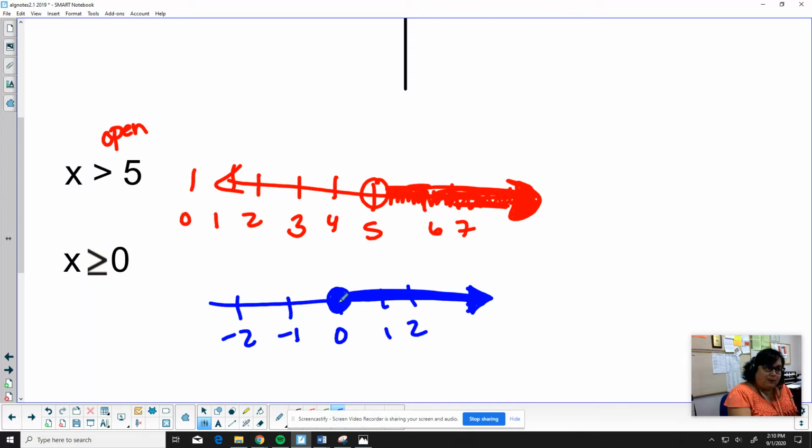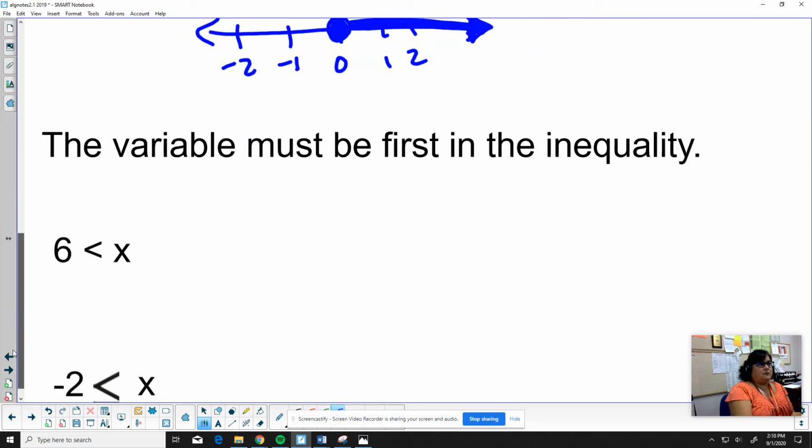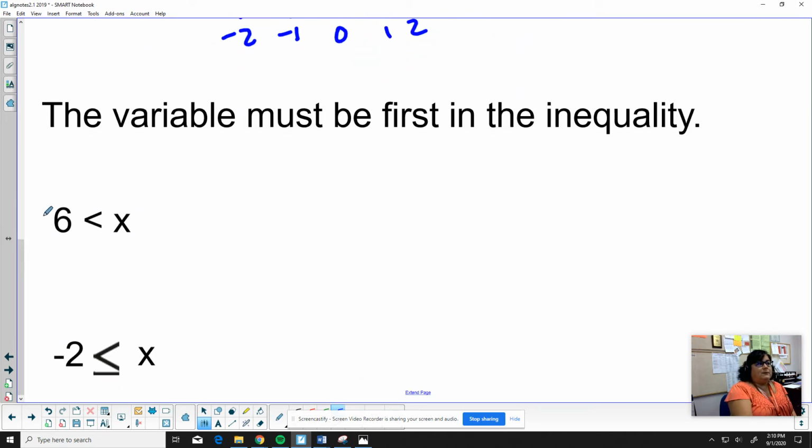0 is a part of the solution. So is 1, 2, 3, 4, 5, on to positive infinity. So those are all part of the solution. Anything on the other side that's not shaded is not part of the solution. Okay, and then the variable's got to be in the front to do this, to graph it.